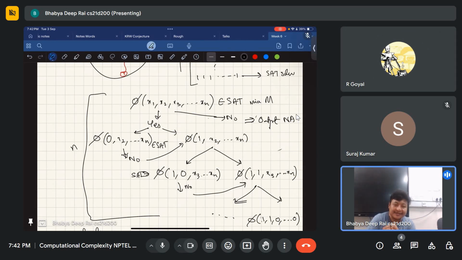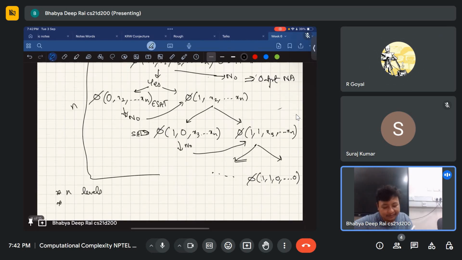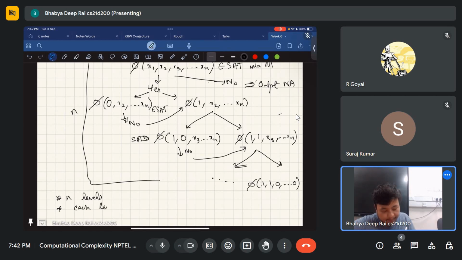So if it says yes, there exists an input assignment that satisfies, then it is worth exploring. Then I continue. If it says no, then it's not worth exploring anyway. And then it's just a matter of fixing each variable one by one, and accordingly using the SAT solver. At each level, I'll use machine M once, and M runs in polynomial time.